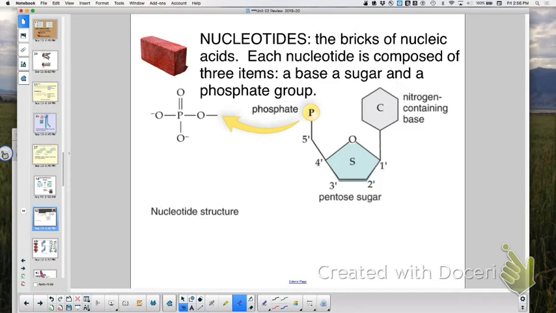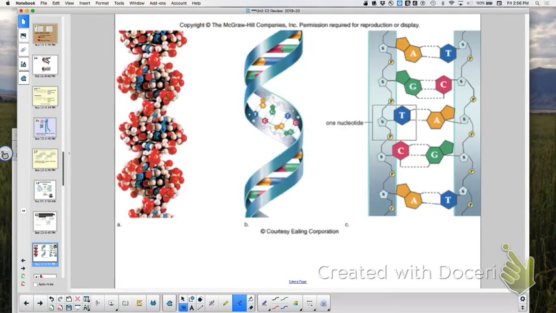What's another way? One more. RNA is single-stranded and DNA is double-stranded. DNA is double-stranded. Okay. Here is a picture of DNA.